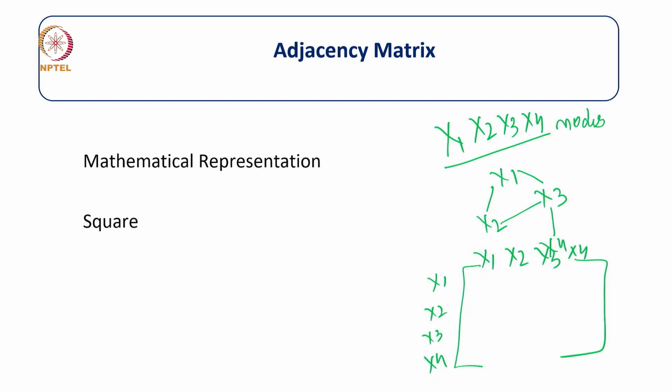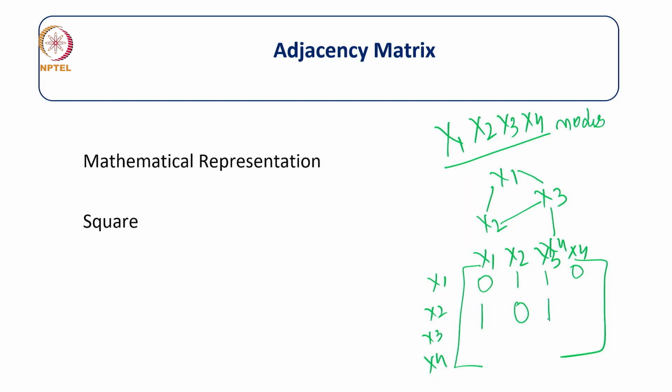So in this matrix, wherever there is an edge, we will write 1, and wherever there is no edge, we will write 0. Okay. So for x1 and x1, we will write 0. Then for x1 and x2, there is an edge, so we will write 1. For x1 and x3, there is an edge, we will write 1. For x1 and x4, there is no edge, so we will write 0. Similarly, for x2 to x1, there is an edge, this will be 1.